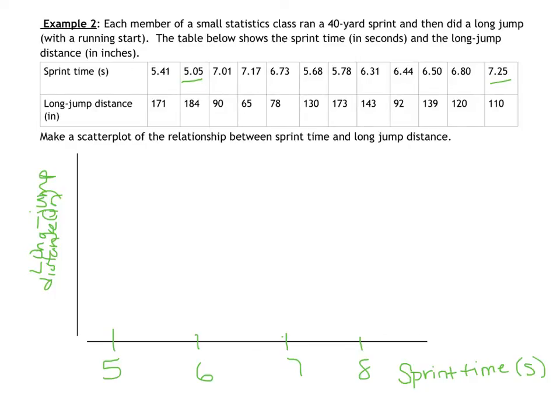Same thing for my long jump distance. My lowest number is 65. My highest number is 184. So what I'm going to do is I'm going to start at 50 and just go by 50s.